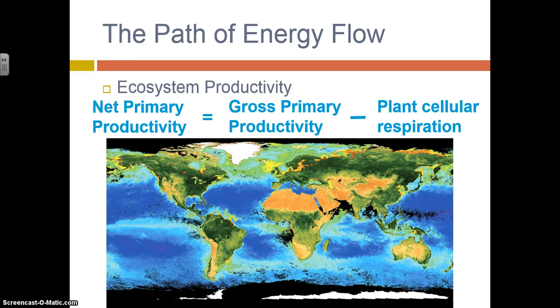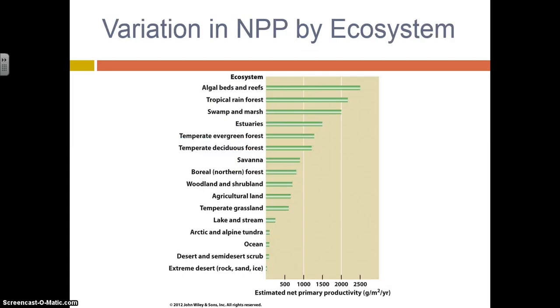So here's the equation again. Net primary productivity is gross minus cellular respiration, or essentially photosynthesis minus cellular respiration. And then here shows some of the net primary productivity for different ecosystems. Coral reefs and algal beds have some of the greatest net primary productivity, even greater than a tropical rainforest, which is often assumed to be number one. However, it's not. And then swamps and marshes are a close third.